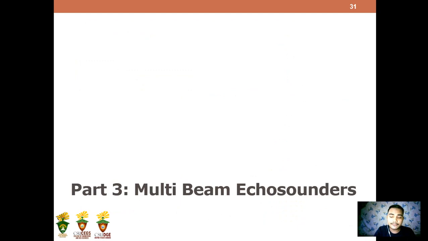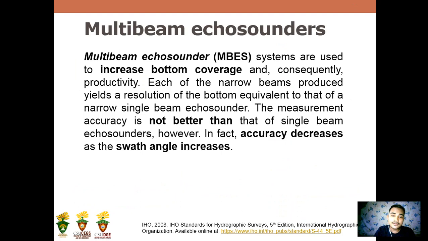Next, for part 3 is the multi-beam echo sounders. Multi-beam echo sounders, or MBES, are systems used to increase the bottom coverage. Since the single beam is only directly below the vessel or boat, the multi-beam, from the word multi, covers a lot more. So your bottom coverage increases, the area covered below is wider, and consequently so is the productivity.